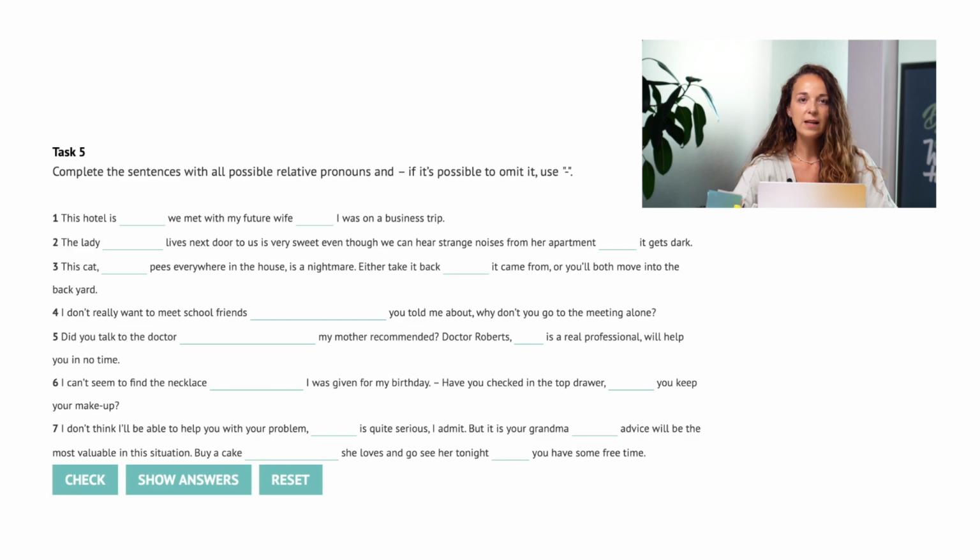In this task you have 7 sentences with the gaps. Complete the gaps with relative pronouns or adverbials or a dash if it's possible to omit the relative pronoun. I'll ask you to ignore the task and write only one pronoun or dash in the gap. However, do think if it's possible to use some other options in the gaps as well. You have about 7 minutes for the task. When you're done, check yourself.